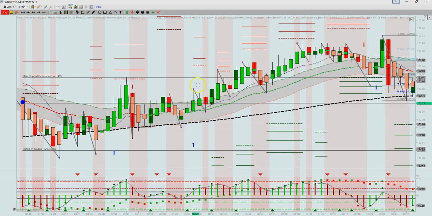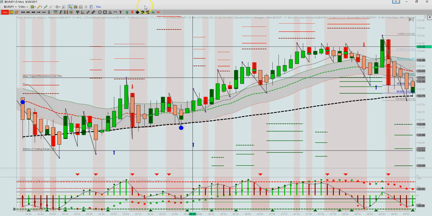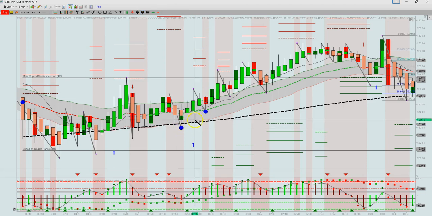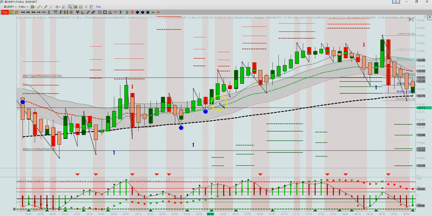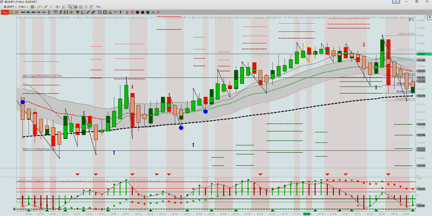And you can go ahead and buy from here. You can buy from here. You can buy again from here. It's up to you, your trading style. But you see how price has elevated itself. It left from below the black, above the red, at the green, above the green, at the green again. Now it's taken off again.